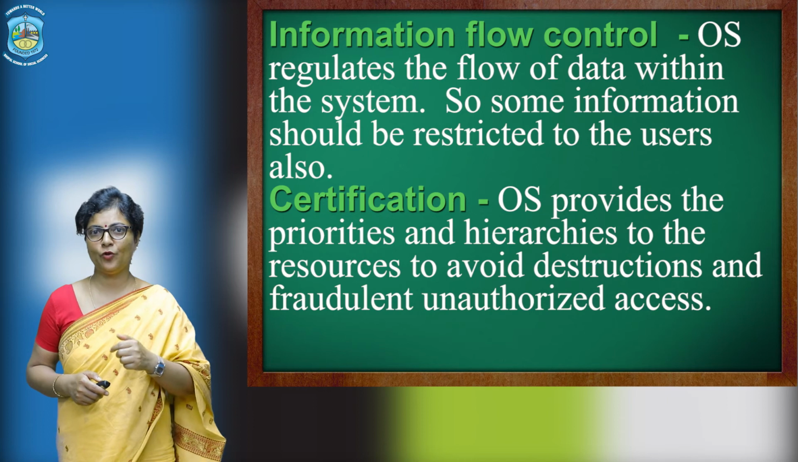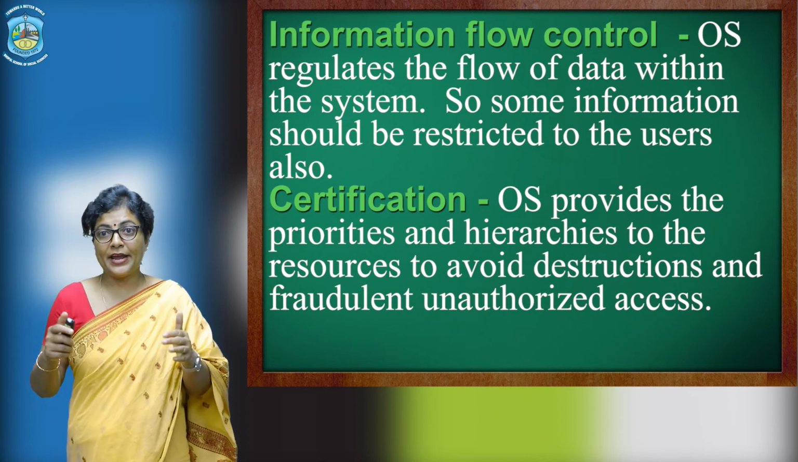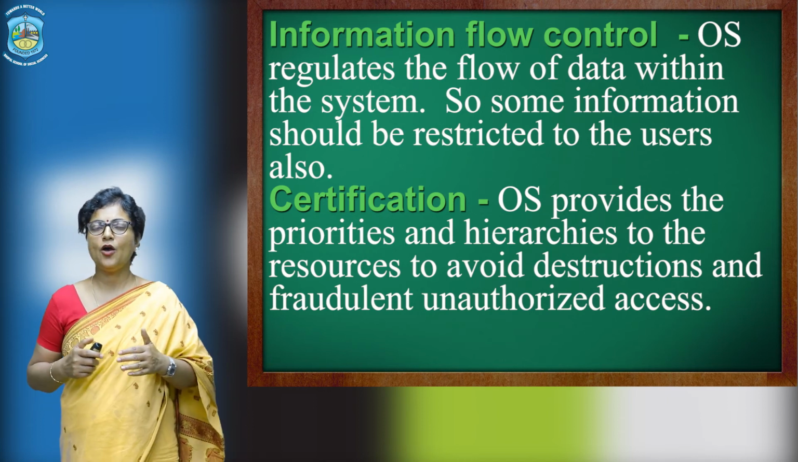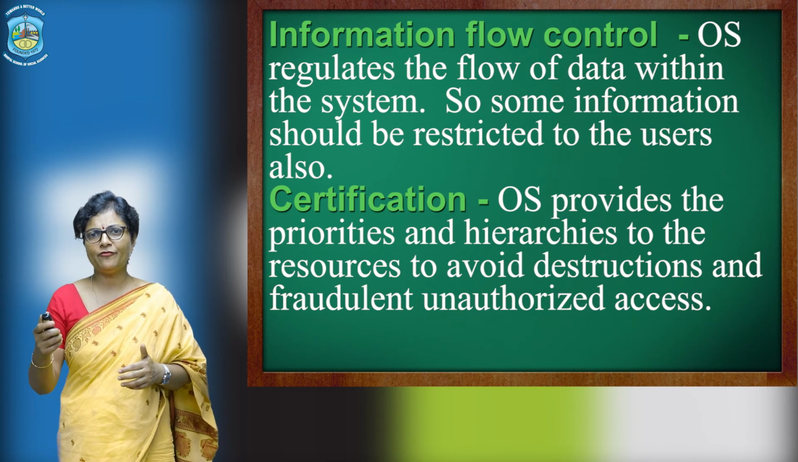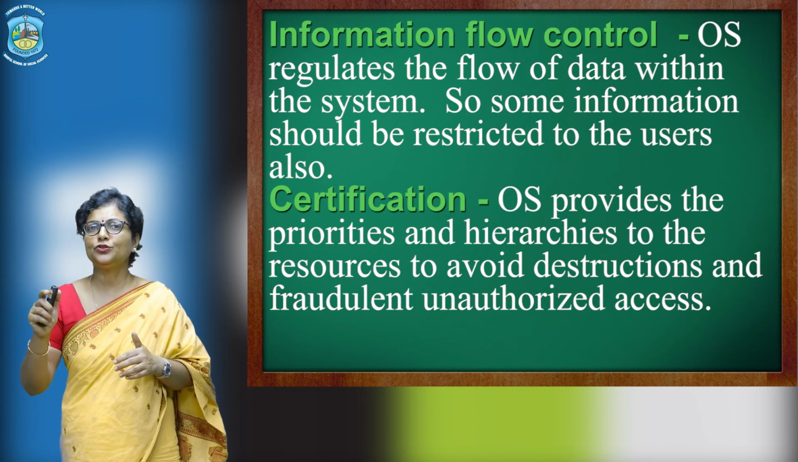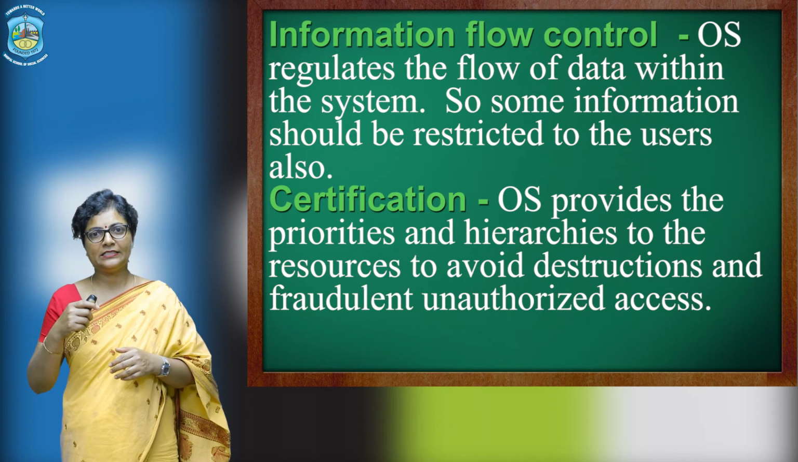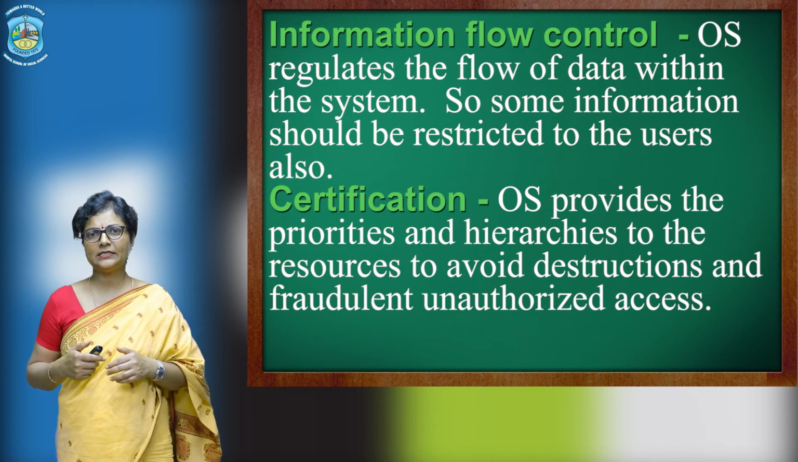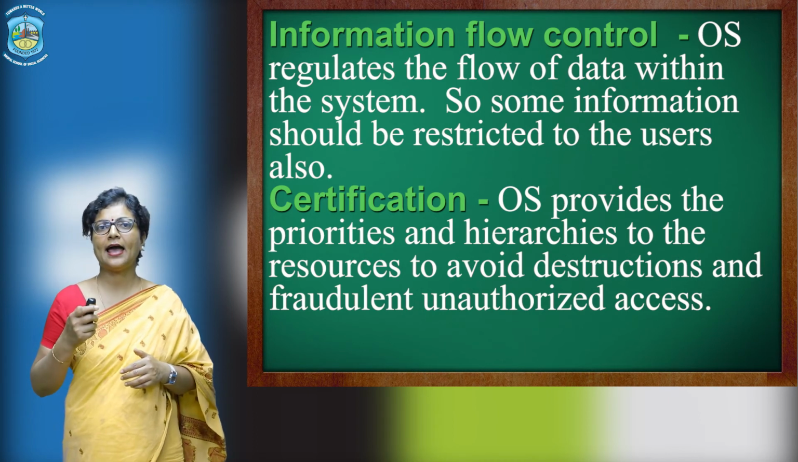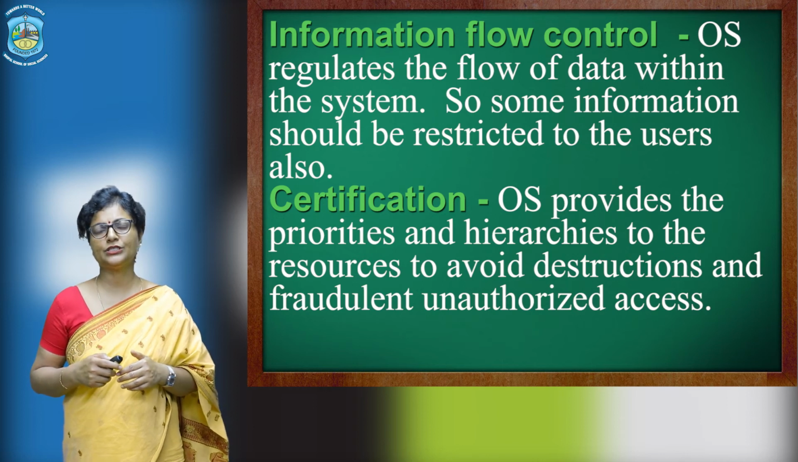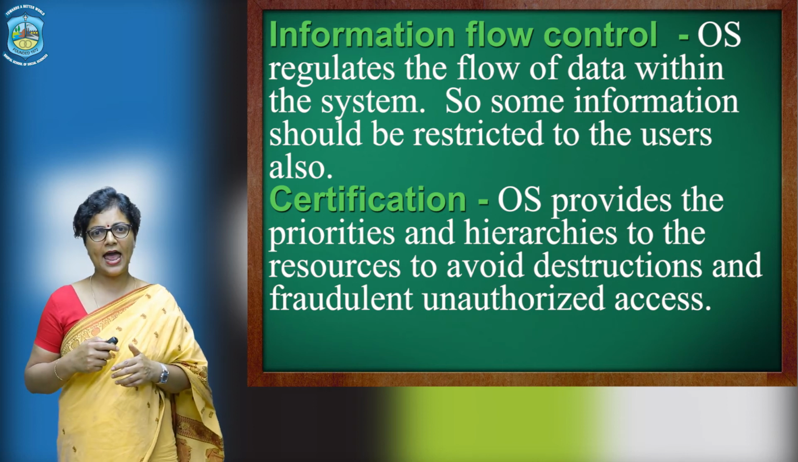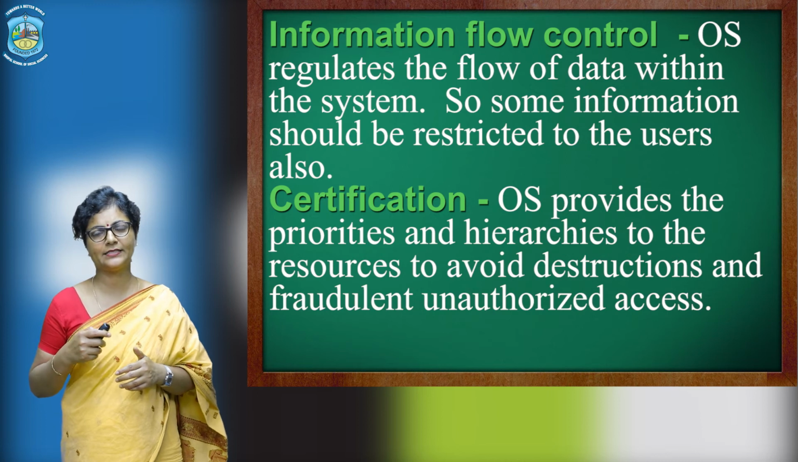In information flow control, the operating system regulates the flow of data within the system. So, some information is restricted to the user also. In certification, the operating system provides priorities and hierarchies to the resources to avoid destruction and fraudulent unauthorized access.